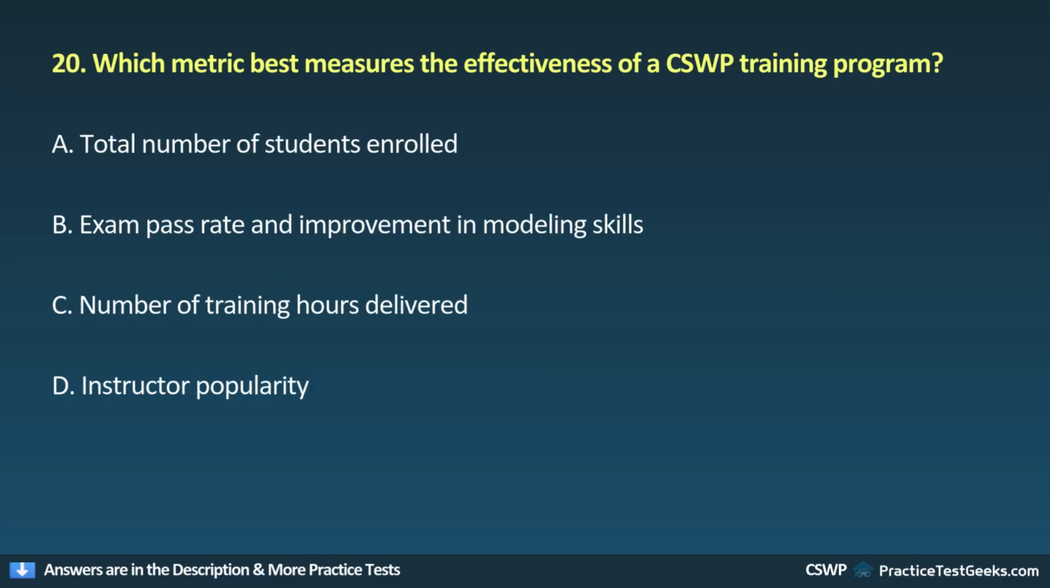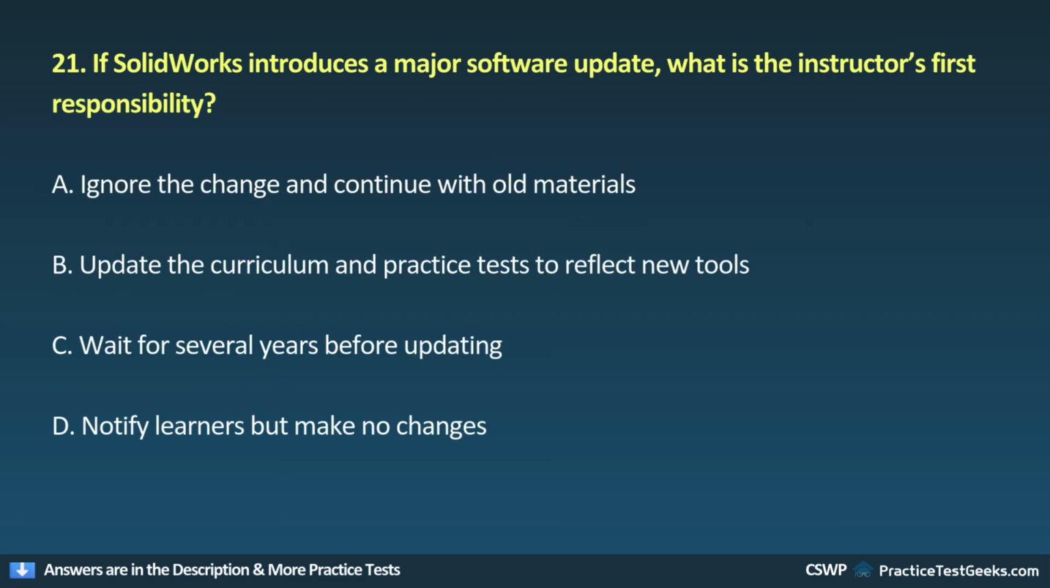20. Which metric best measures the effectiveness of a CSWP training program? A. Total number of students enrolled. B. Exam pass rate and improvement in modeling skills. C. Number of training hours delivered. D. Instructor popularity. 21. If SolidWorks introduces a major software update, what is the instructor's first responsibility?